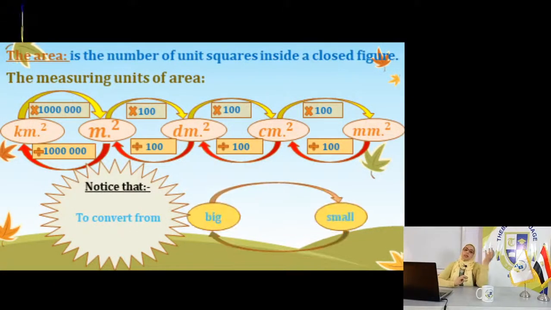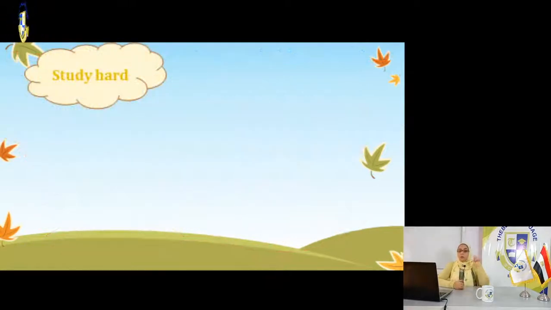And the same, if we want to convert from big to small, we multiply. If we want to convert from small to big, we divide. But multiply what, or divide what? We said before that from kilometer to meter equals 1,000. Here we will double the zeros. It means it equals 1 million. From squared meter to squared decimeter, 100.